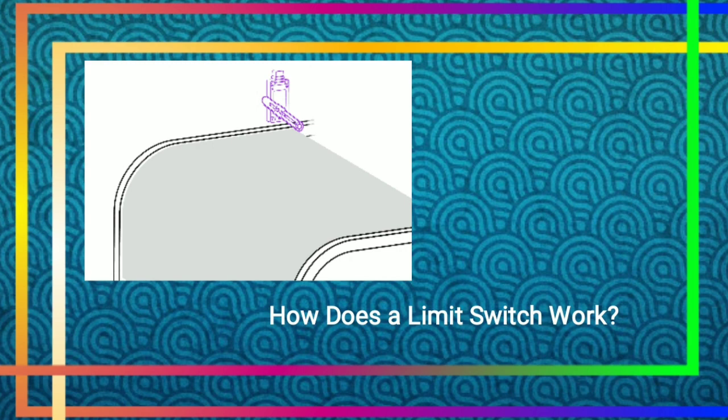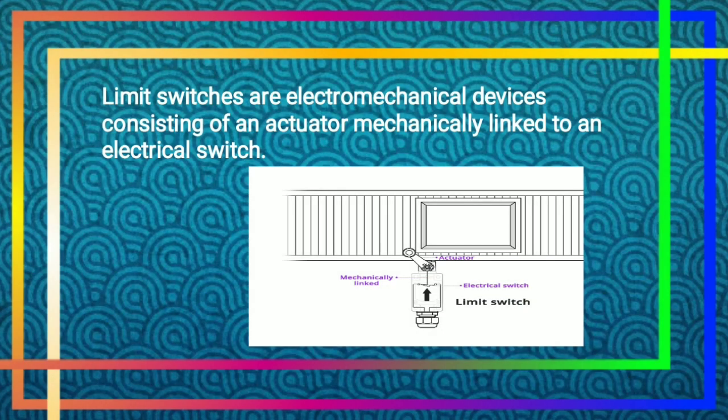How does a limit switch work? Alright, now that we've looked at a couple of limit switch applications where you might see them in action at home, let's have a closer look at the device itself. Limit switches are electromechanical devices consisting of an actuator mechanically linked to an electrical switch. So when an object contacts the actuator, the switch will operate, causing an electrical connection to make or break.